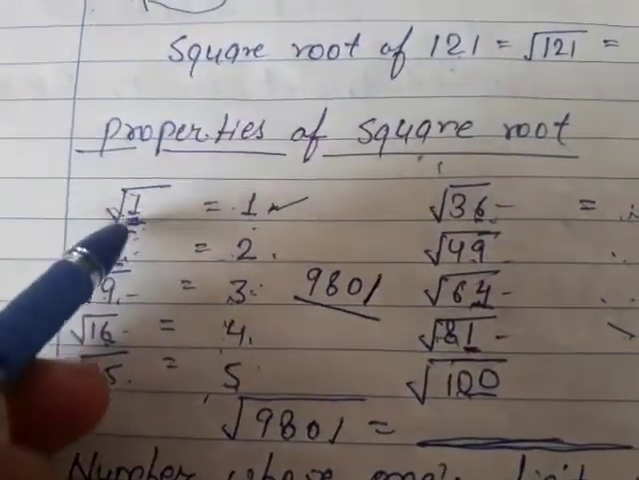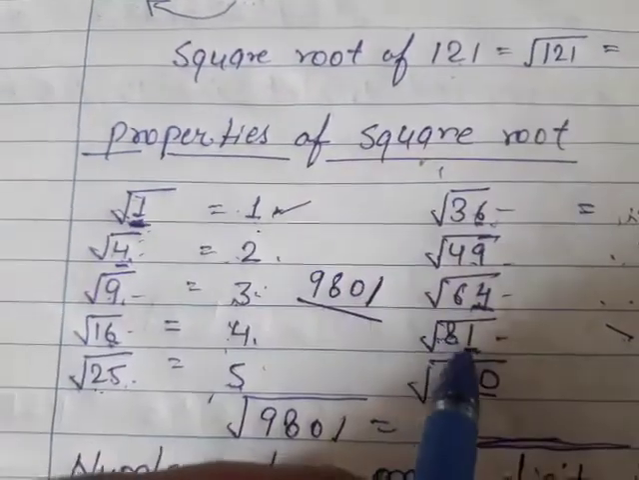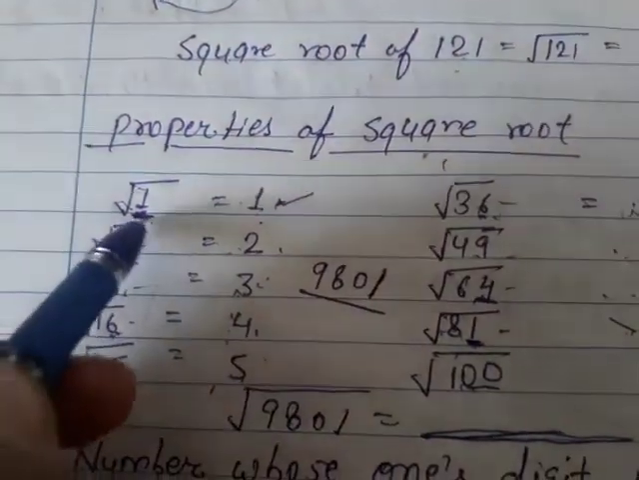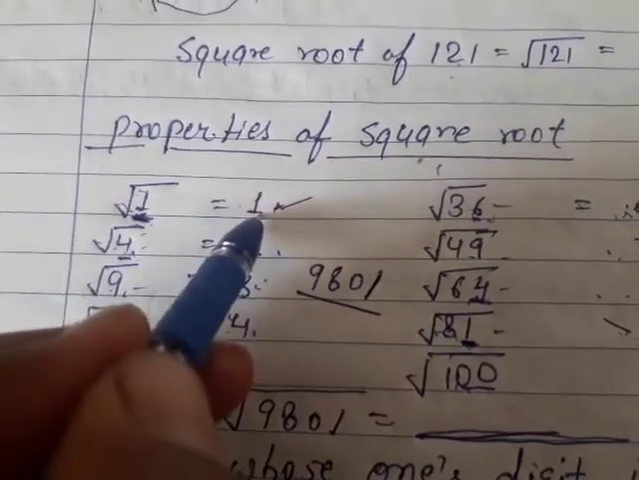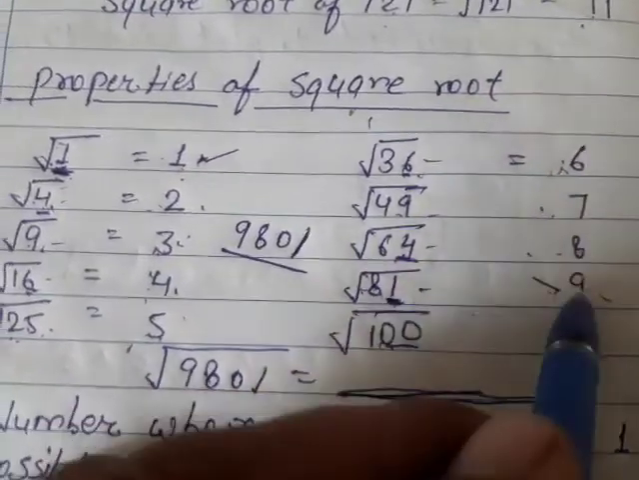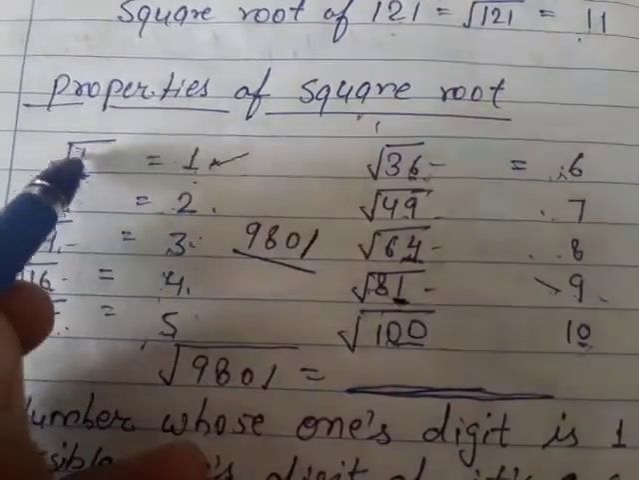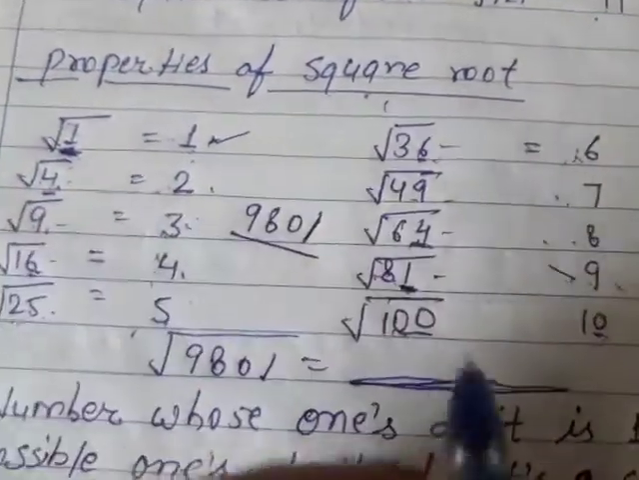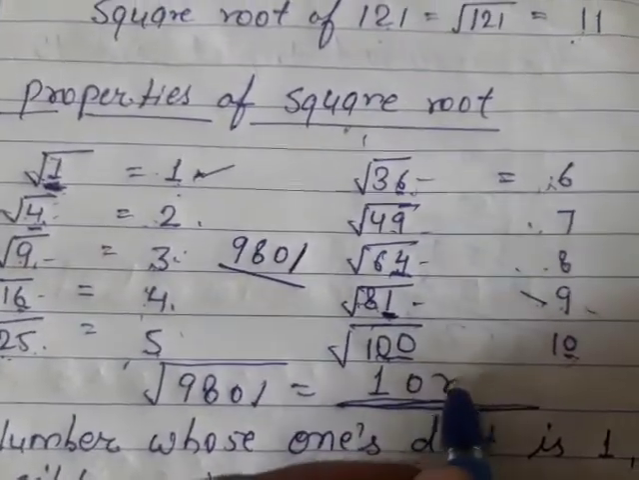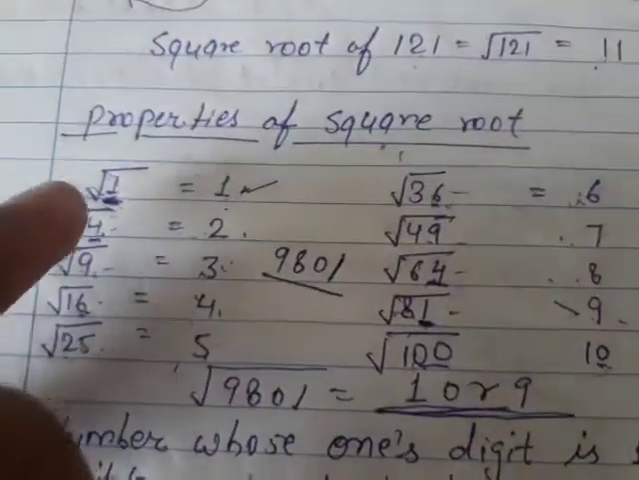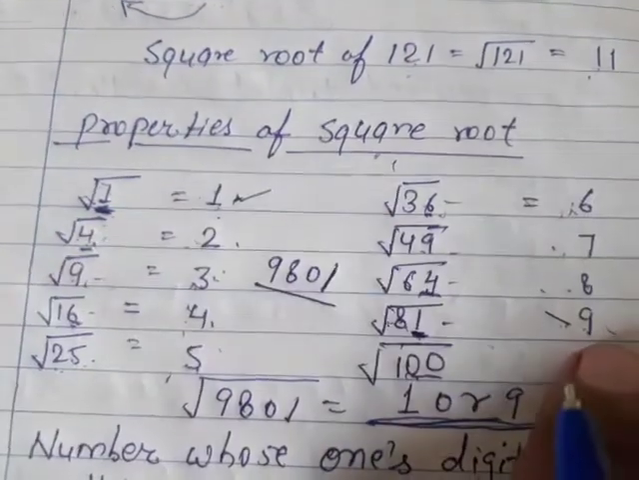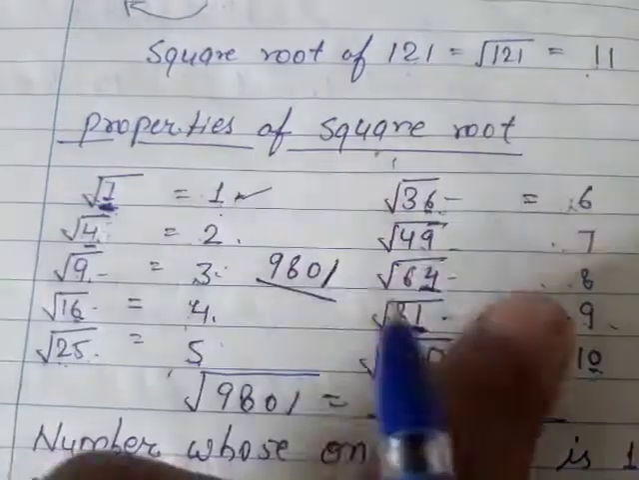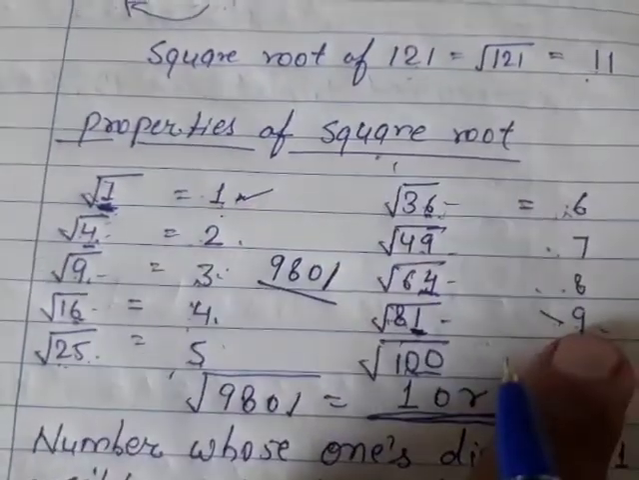A number whose last digit is 1, for example 1 and 81, has unit digit 1. The square root of 1 is 1 and the square root of 81 is 9. So for a number whose unit digit is 1, the possible ones digit of its square root is 1 or 9.